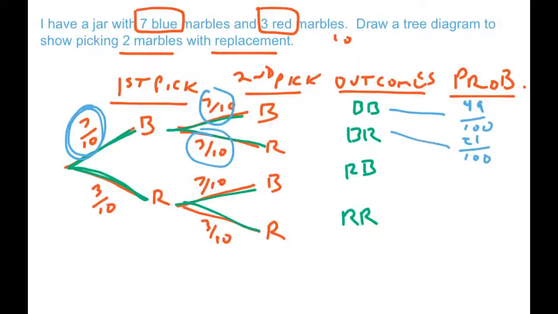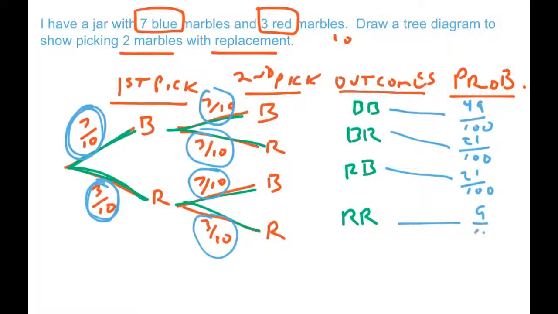Probability of red, blue. So that would be that red and that blue. 3/10 times 7/10, 21 100ths. And then red, red, that 3/10 and that 3/10. Multiply them together, I get 9 100ths. Right, if I added those 4 probabilities up, 49 100ths, 21 100ths, 21 100ths, and 9 100ths, I would get 100 100ths, which equals 1.